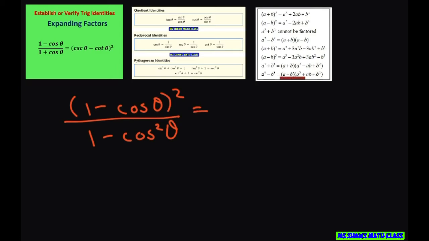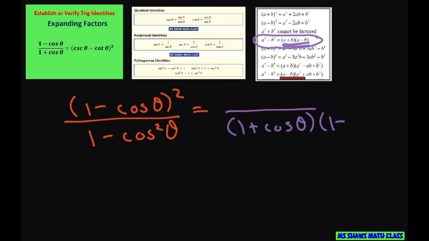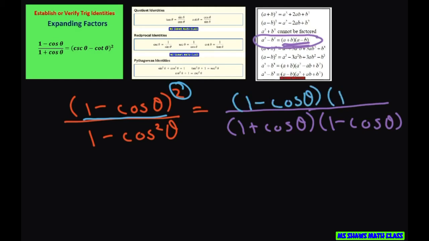Now for the denominator, this is your difference of squares, where your a is 1 and your b is cosine. So I'm going to expand it like that. That's going to be 1 plus cosine theta times 1 minus cosine theta. And the numerator, all I'm going to do is, I have this 2, so I'm going to write this out twice. 1 minus cosine of theta times 1 minus cosine of theta.